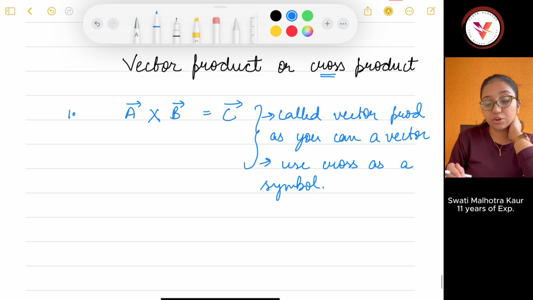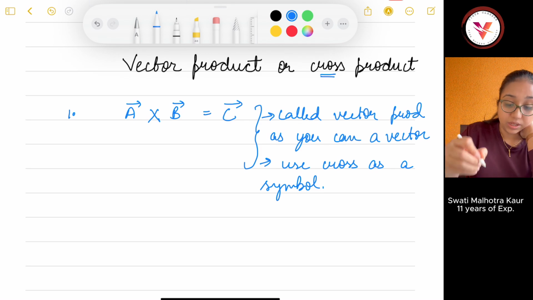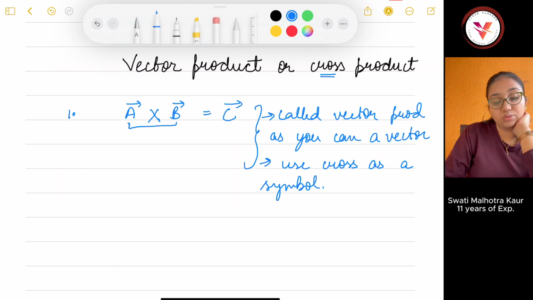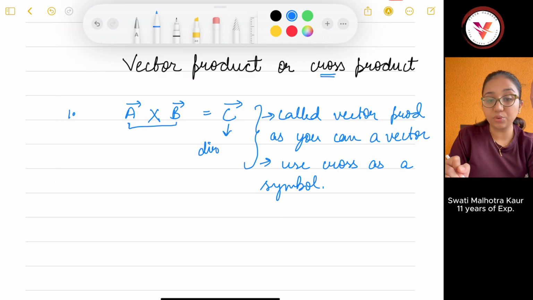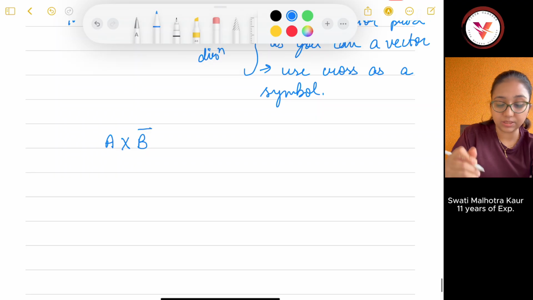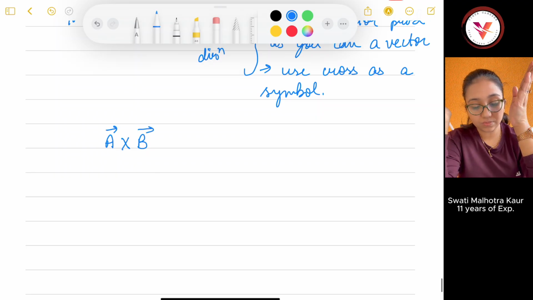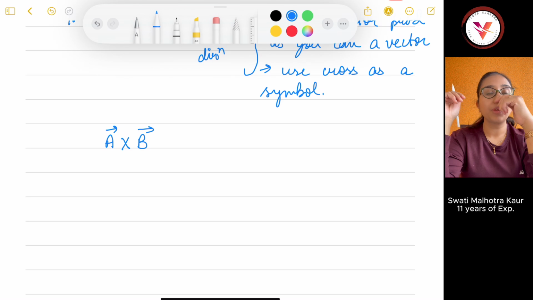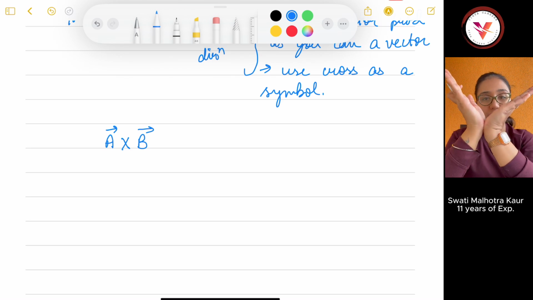Now for A cross B is equal to C vector, and the thing is these two have direction and the C also has some direction. Okay, so here you have to deal with the magnitude of C and the direction of C as well. So the basic A cross B, what is its meaning? Its physical meaning is that you have a vector A here and you have a vector B there.